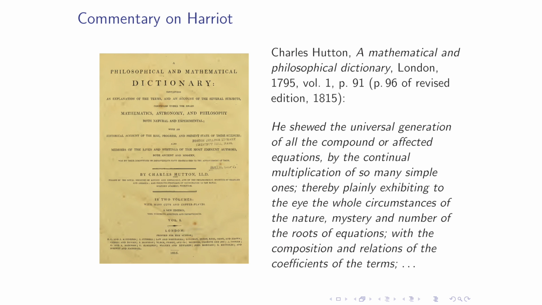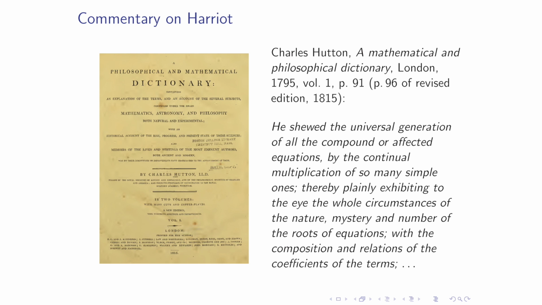And Harriot tends to be lauded by various people writing on the history of mathematics in the next couple of centuries. So this is Charles Hutton, quite some time later, but he published this Mathematical and Philosophical Dictionary, which you could argue is an early attempt to write some history of mathematics. And he waxes lyrical about Harriot and about how he showed the universal generation of all equations by the continual multiplication of simple ones. So this is recognized as being quite a big deal.